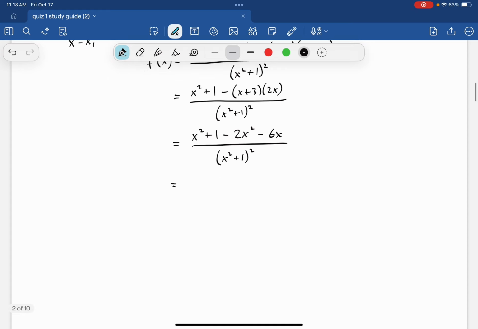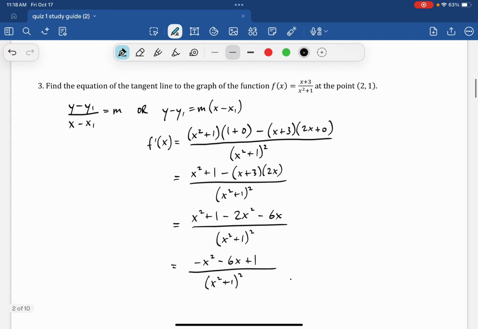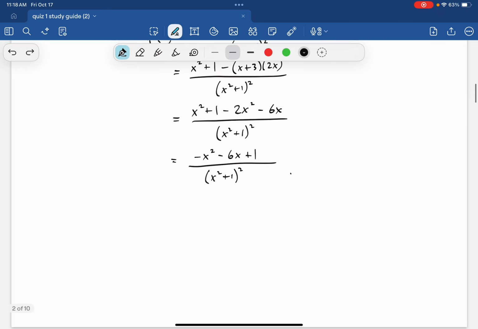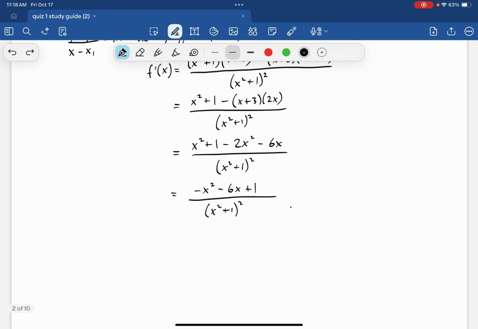And I can collect some terms here. So that gives me negative x squared minus 6x plus 1 all over x squared plus 1 squared. Okay, so that's the derivative. And now I need to find the slope of the tangent line to this graph at this particular point, okay? And this point is simply the point where x equals 2, right? Because that's the coordinate. And so essentially, I'm interested in the derivative of the function at x equals 2. And that'll be the slope of my line.